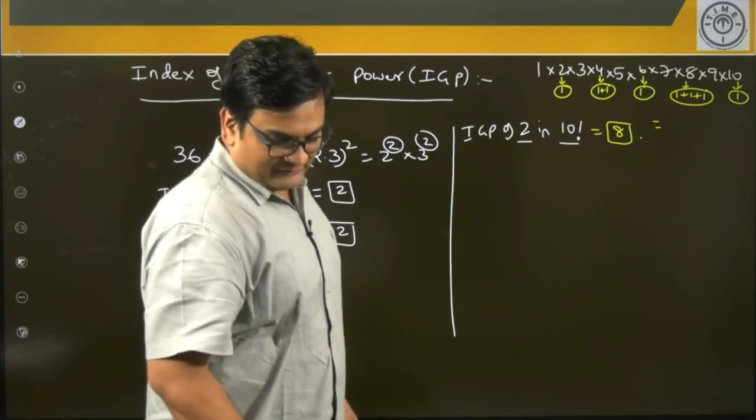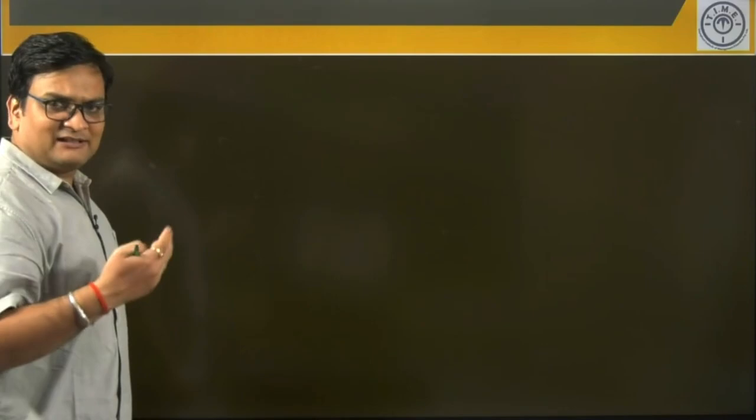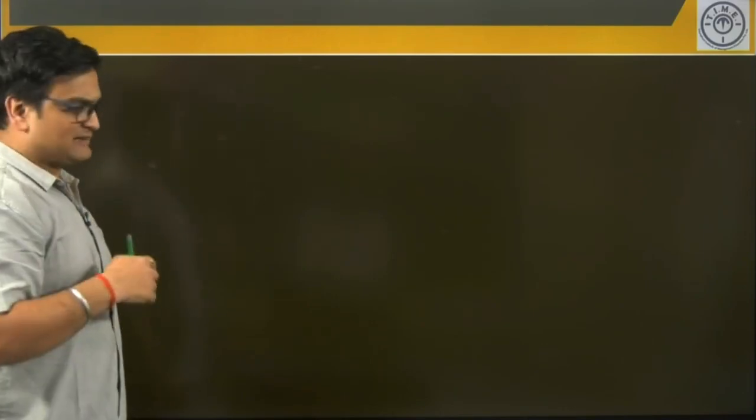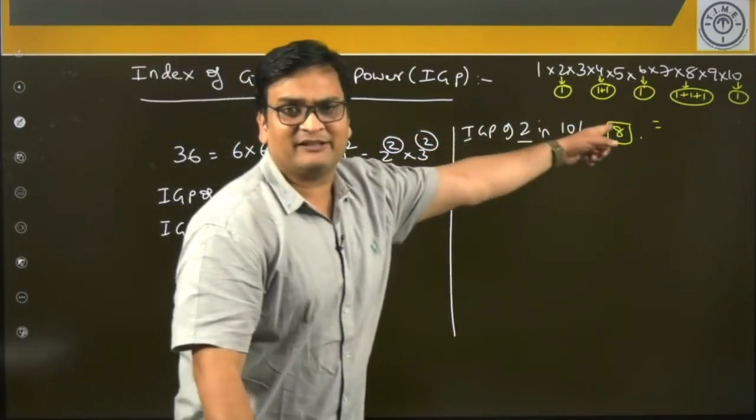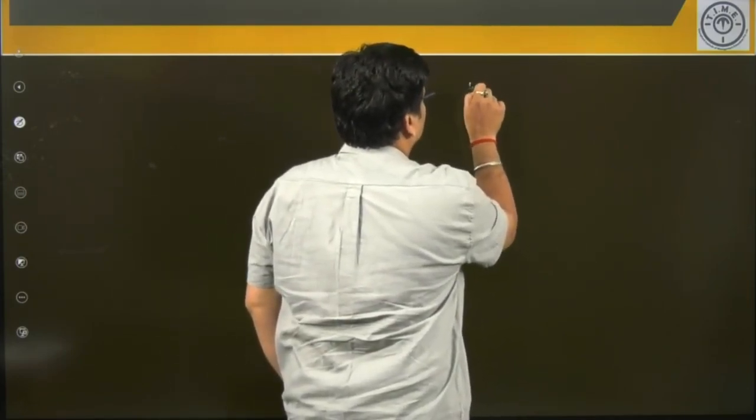So how do we do it? Let's try to understand the inherent logic in this process of counting. What is the logic here? Observe, I will again write down 10 factorial.